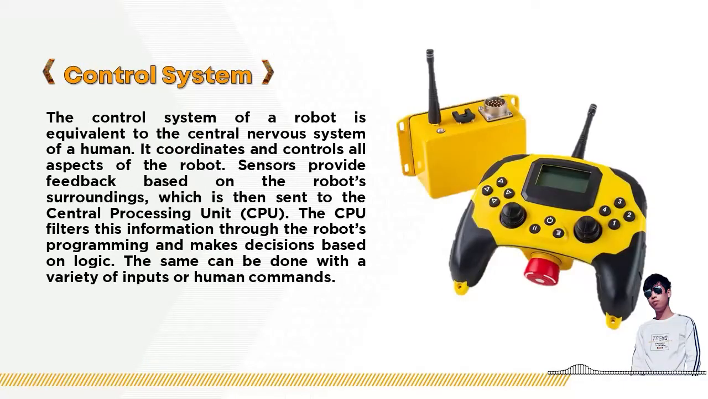Next is the control system. The control system of a robot is equivalent to the central nervous system of a human. It coordinates and controls all aspects of the robot. Sensors provide feedback based on the robot's surroundings, which is then sent to the central processing unit or the CPU. The CPU filters this information through the robot's programming and makes decisions based on logic. The same can be done with a variety of inputs or human commands.